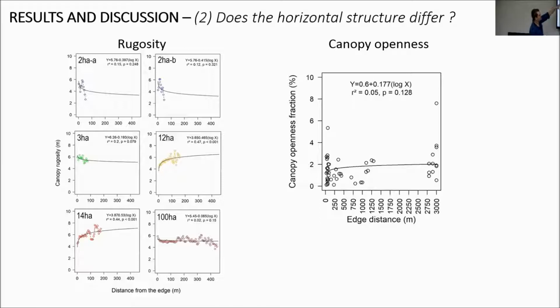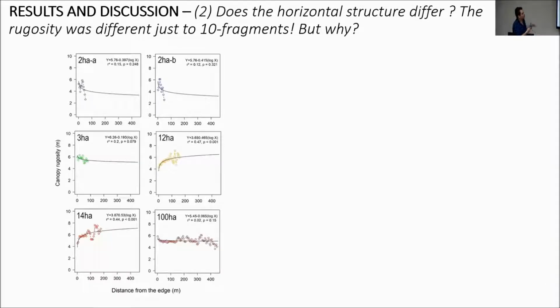The other result is the canopy openness. We suspected the canopy openness would be higher in the edge, no? But there's no difference. The canopy openness is the same in the edge and into the forest. Why was the rugosity different in just these two?